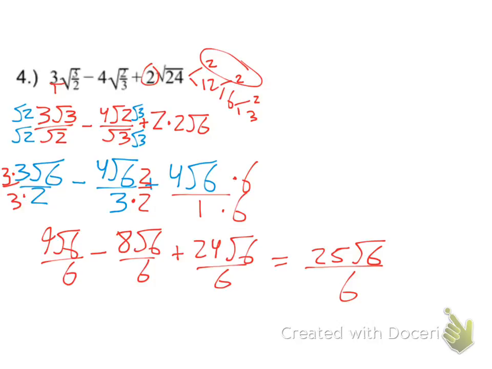Then you ask yourself one more question. Is that a simplified fraction? Can 25 divided by 6 be simplified? No, because 25 is 5 and 5, and 6 is 2 and 3. They have nothing in common. I can't cancel. Somebody's probably thinking, why can't I just simplify the 6 and the 6? Because it's in the square root. It's a square root of 6, so you can't. That is your final answer.